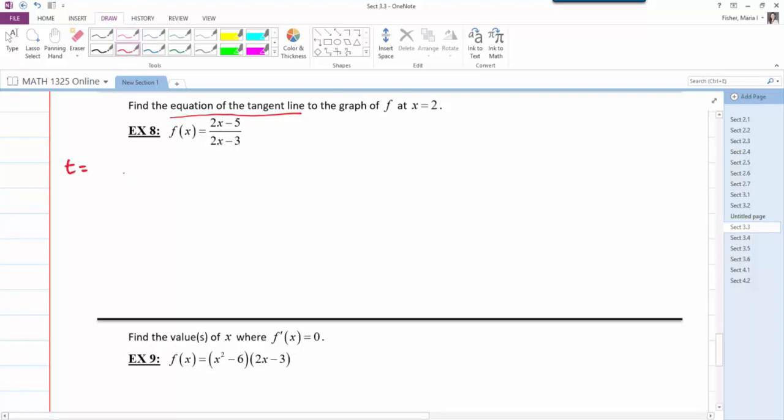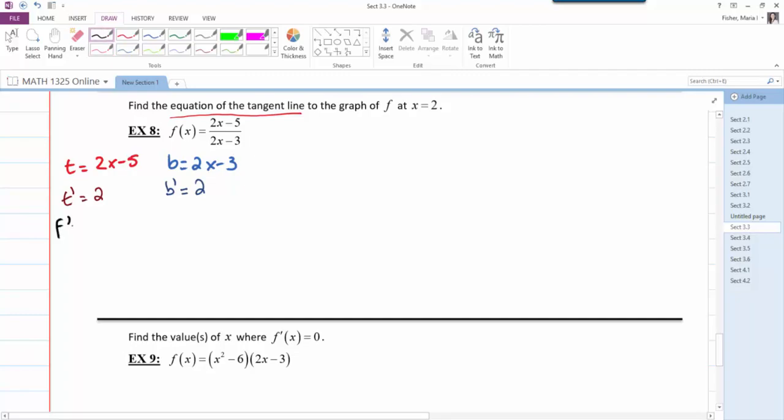So top is going to be my 2x minus 5, and the bottom is going to be 2x minus 3. The derivative of the top, t prime, the derivative of 2x is 2. The derivative of negative 5 is 0, so we don't need to write that. And the derivative of the bottom, b prime, well, the derivative of 2x is 2. The derivative of negative 3 is 0, and we don't need to write 0.